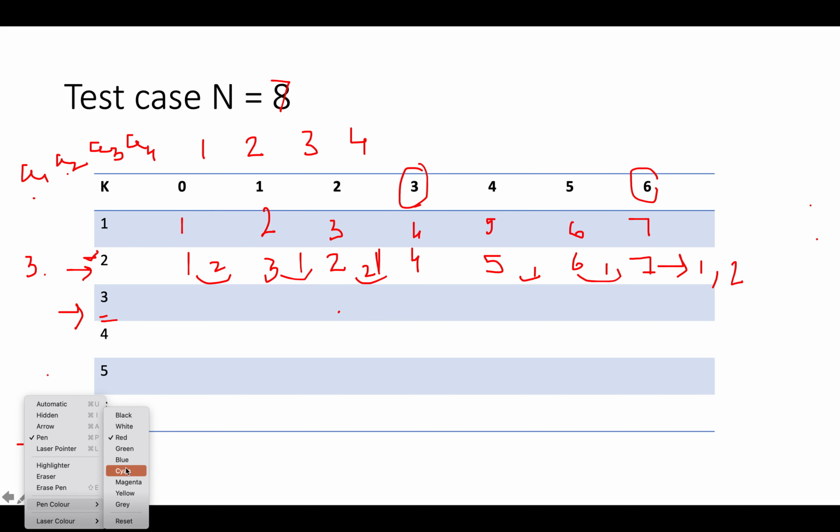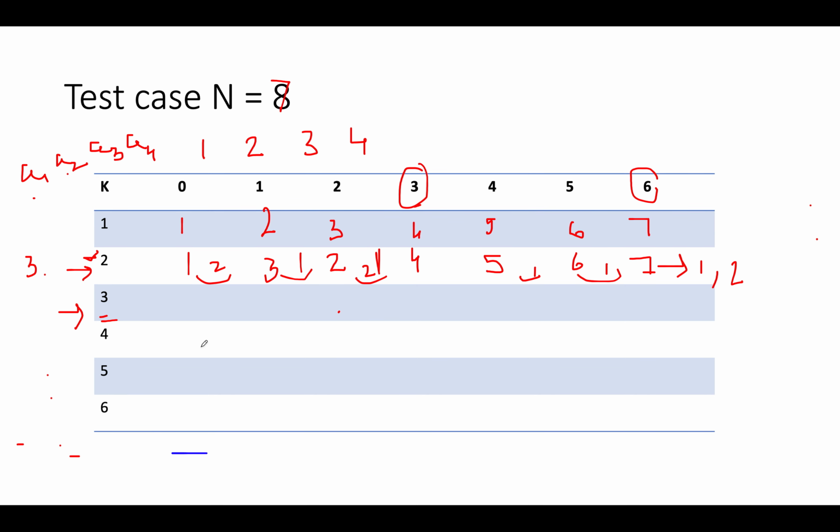And let's pick up blue this time. And where do we need to keep the breaker? We need to keep the breaker at k equals to 4 index, just before 4. And let's try and generate a permutation for these 4 values.